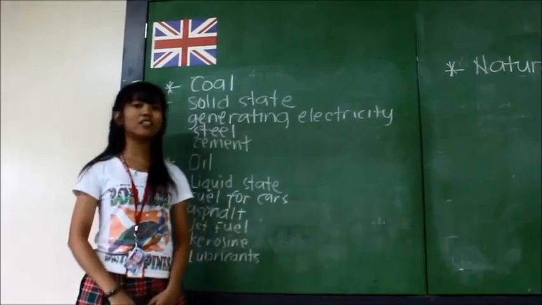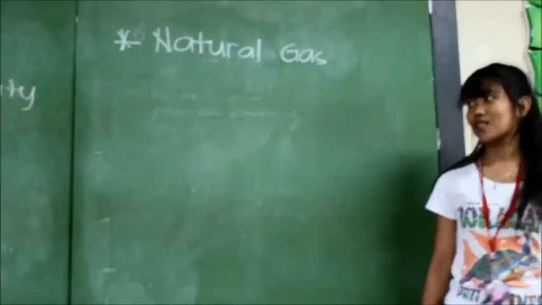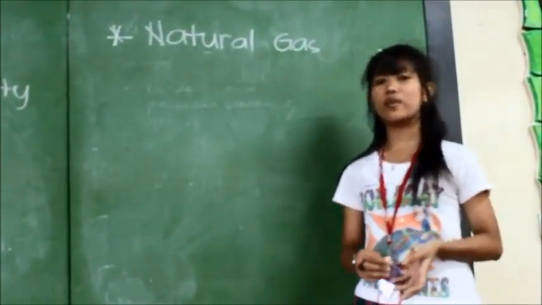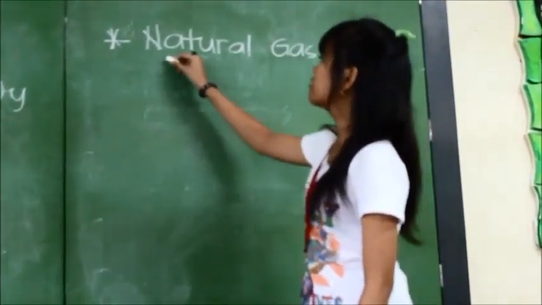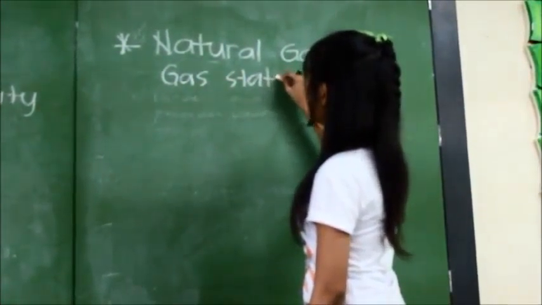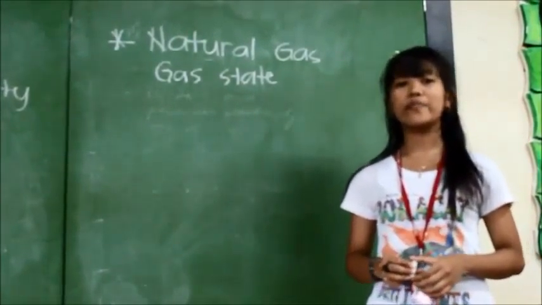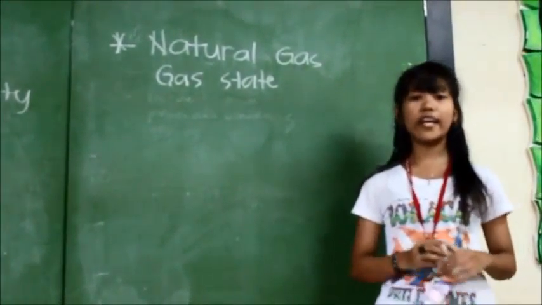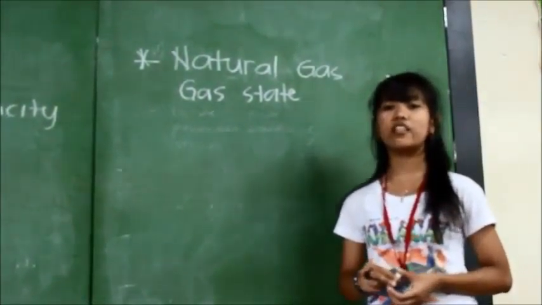So the last one is natural gas. So you all know coal is solid and oil is liquid. So natural gas, from the word itself, is gas in state. And natural gas is mostly used for heating our homes, power, air conditioning, and for fuel in our stoves.